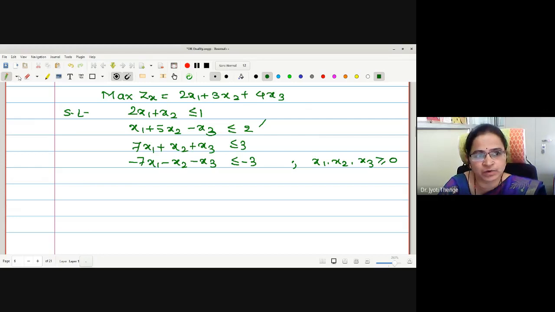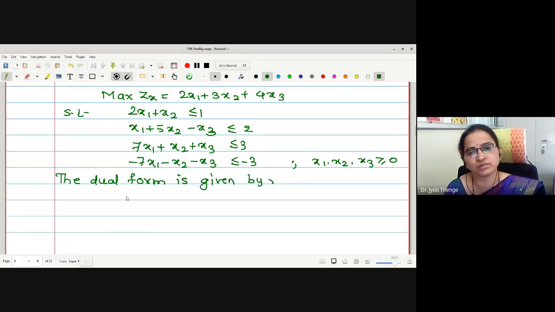What does the standard primal form tell us? The objective function is of maximum type and all the constraints are of less than or equal sign. Now we will go for writing its dual.